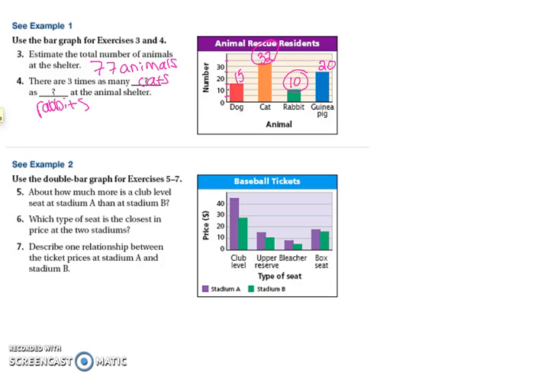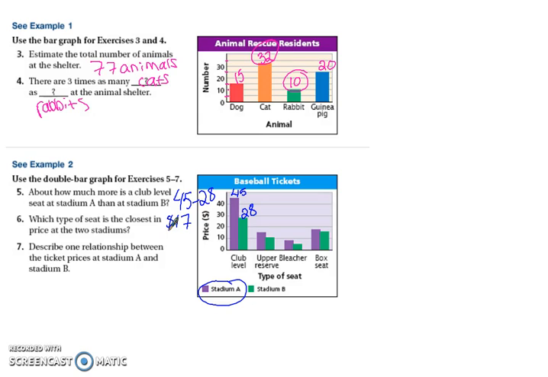Let's look at a double bar graph. So we're comparing 2 different ones. About how much more is a club level seat at Stadium A than B? So Stadium A is in purple, so I'm just looking at the purple. Club level, here they're going by 10 since it's in the middle. I would say this is about 45 and this is about, it's not quite to 30, I'm going to say 28. So I would do 45 minus 28. Plug it in my calculator and get 17, about $17.